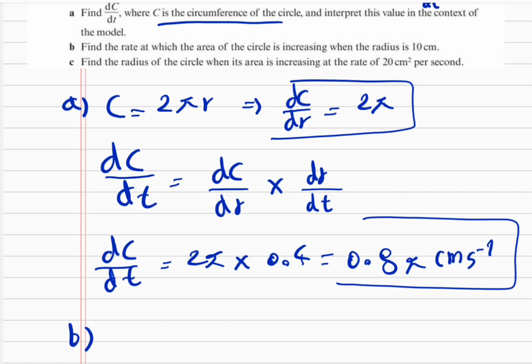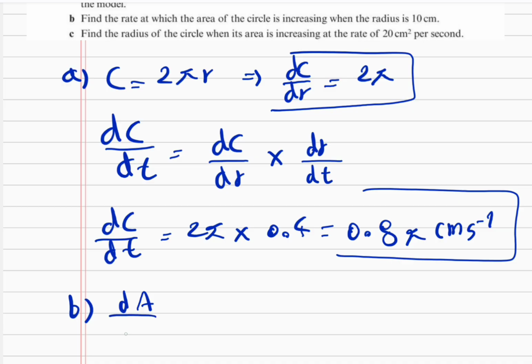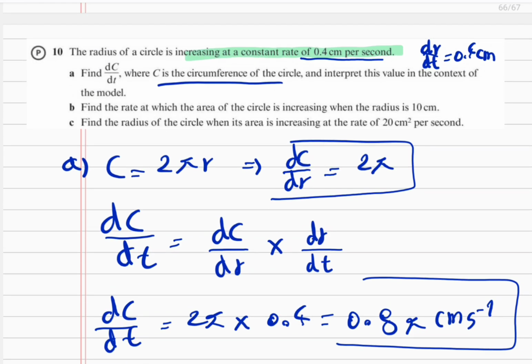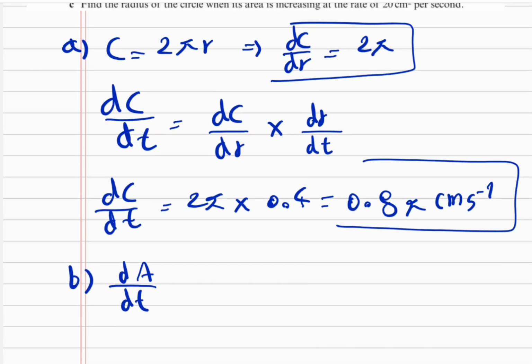Okay, now part B. Find the rate at which the area of the circle is increasing when the radius is 10 centimeters. So this question is actually very similar to the previous part. We want to find the rate at which the area increases. Basically, this time we want to find dA/dt. So, in the previous one, we wanted to find dC/dt, which is just the rate of increase of the circumference over time. But now we want to find the rate of increase of the area with respect to time.